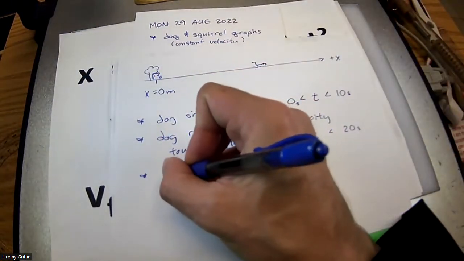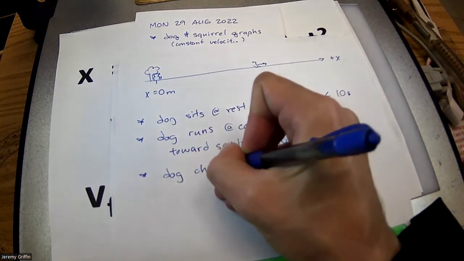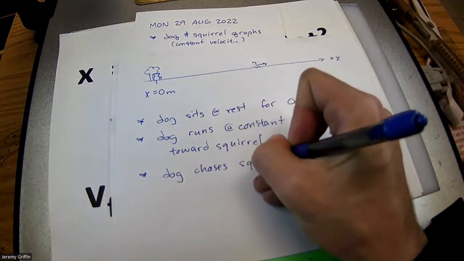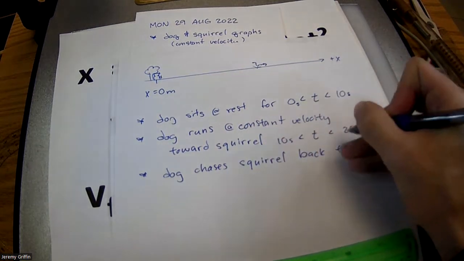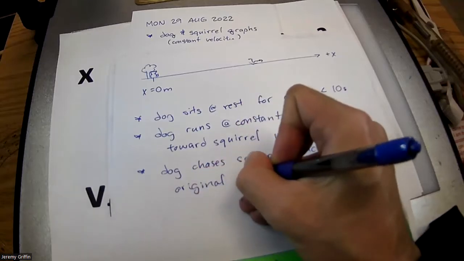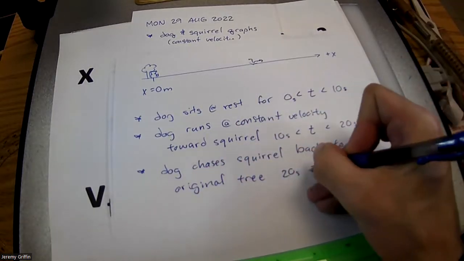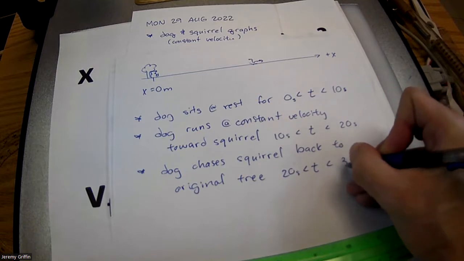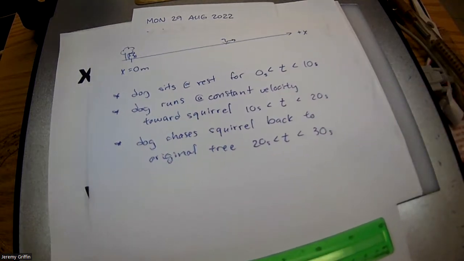So then the dog chases the squirrel back to the original tree between 20 and 30 seconds, 20 seconds to 30 seconds. Okay, so we got some time intervals going on, right? So there's 3 parts to the story.